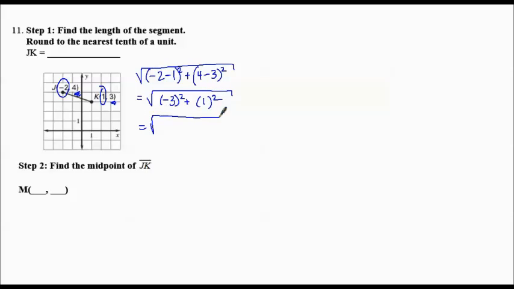Any number squared, the answer is going to be positive. So -3 times -3 is a positive 9. 1 times 1 is just a 1. So we have the square root of 10, which produces a very long decimal.